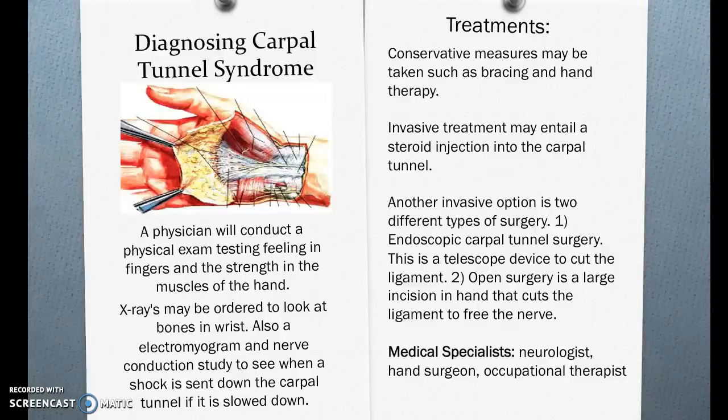Some treatments: conservative measures that can be done are bracing and hand therapy. More invasive would include a steroid injection into the carpal tunnel, and then your second choice is also surgery. There are two different types. You have endoscopic carpal tunnel surgery, and then you have open surgery, which are different. The scars are different, and the incision in the hands and the devices that are used. The recovery time is much shorter in endoscopic carpal tunnel surgery, and for most patients where I work, that is the option that the doctor I work for conducts, the endoscopic carpal tunnel surgery.